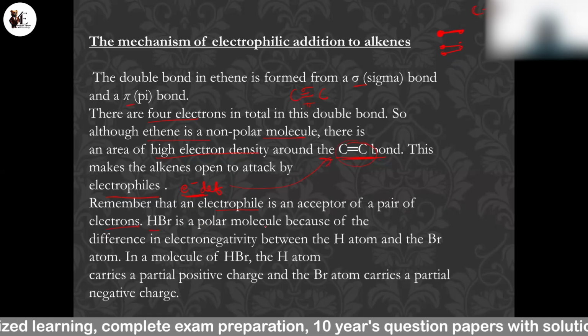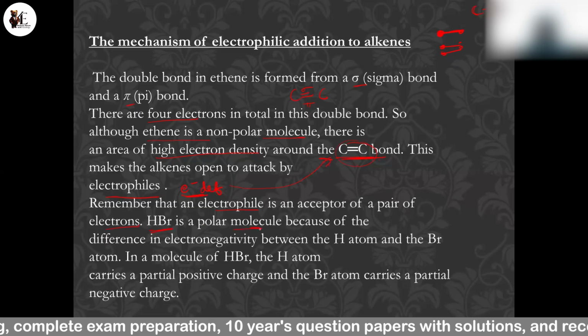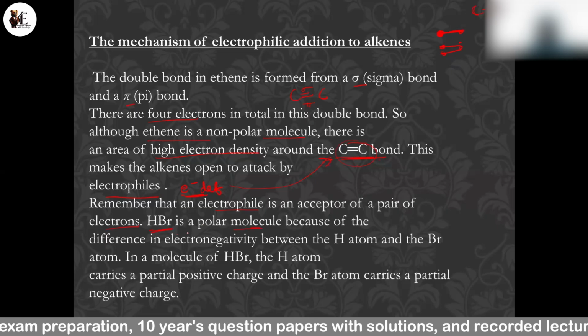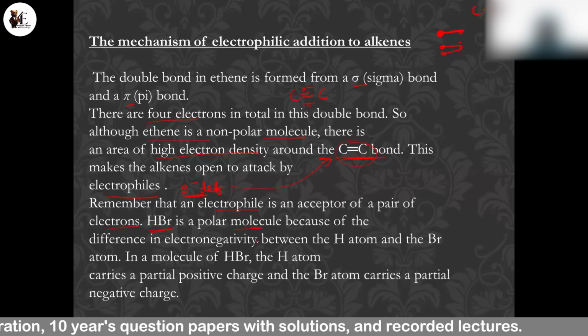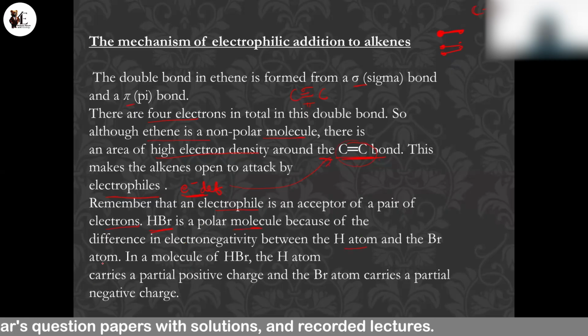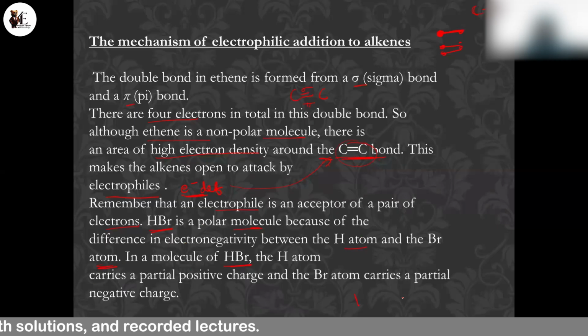Now HBr is a polar molecule because bromine is more electronegative as compared to hydrogen. There's a huge difference in the electronegativity between the hydrogen atom and the bromine atom. In a molecule of HBr, as bromine electronegativity is higher, it contains a partial negative charge and hydrogen contains a partial positive charge.